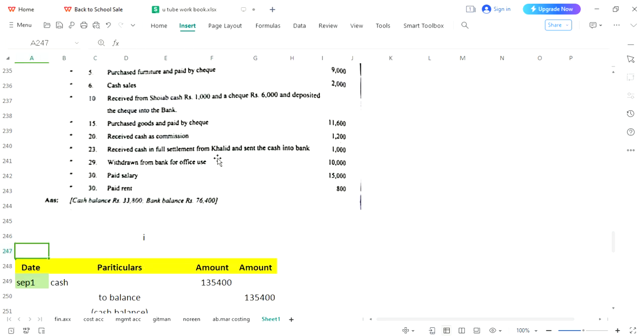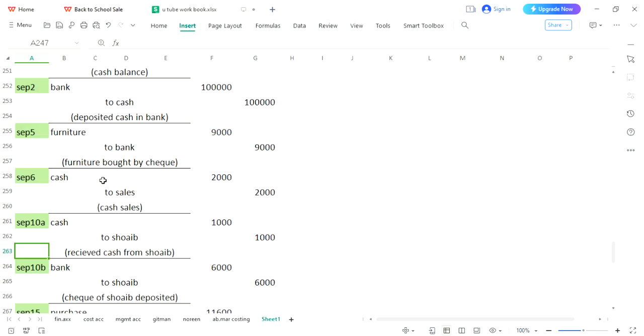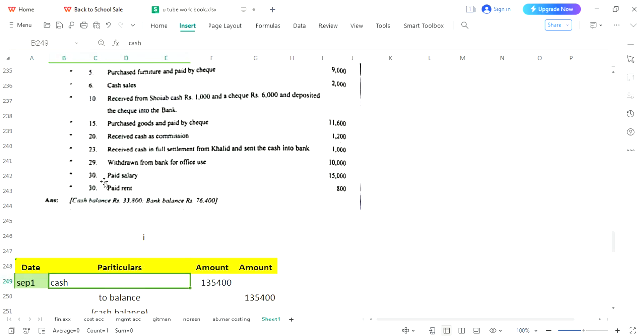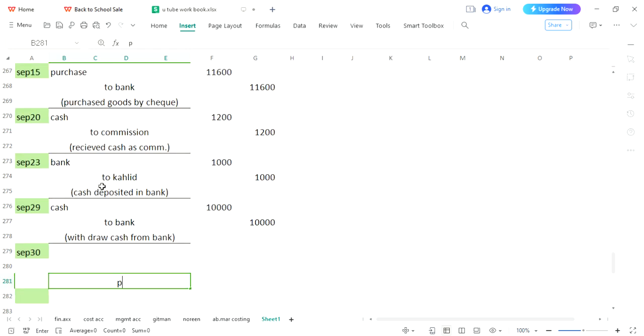After September 29, we have September 30. Write down the date first, September 30, and it is saying paid salary. Please note it down, paid salary, and same narration you can write over here. When you are paying salary, it means amount is going out. Cash is decreasing. Cash is your asset. Asset is decreasing. Decrease in asset should be credited. So you will write cash on credit side.